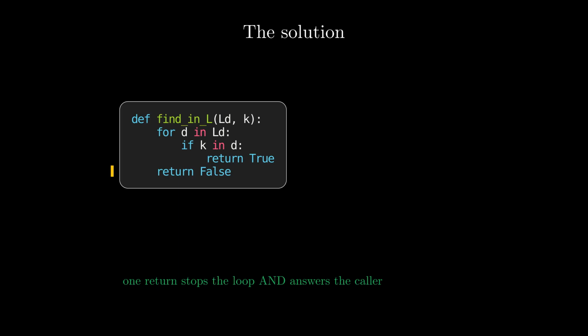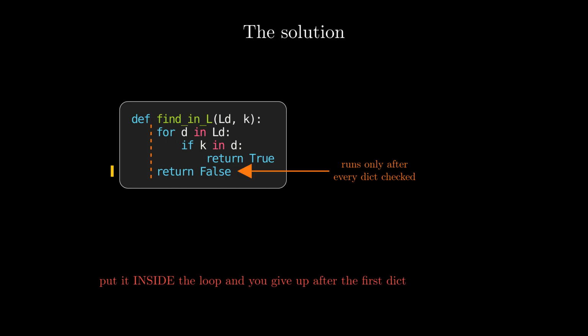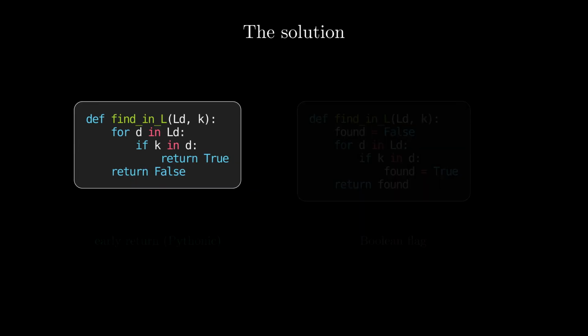Now look at where return false sits. It is outside the loop, not inside it, and not inside the if. That placement is the whole trick. We reach return false only after the loop has walked through every dictionary, and none of them contain the key. Put it inside the loop instead, and you will give up after the very first dictionary.